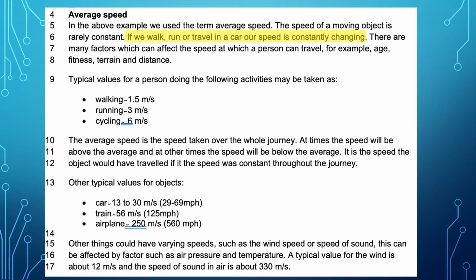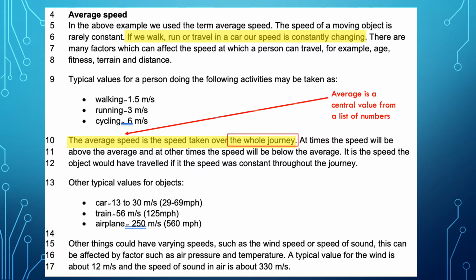So we're going to look at taking average speed now. Average speed is the speed taken over a whole journey. And the key phrase here is going to be the whole journey. And if you remember taking averages in maths or even in sciences, an average is just a central value from a list of numbers. You might be given 20 numbers, all different, and if they ask you to get the average of that, all you have to do is add them up and divide by however many values there are.